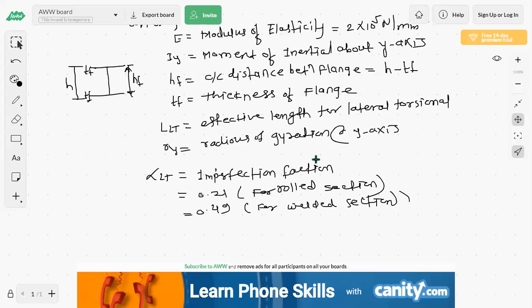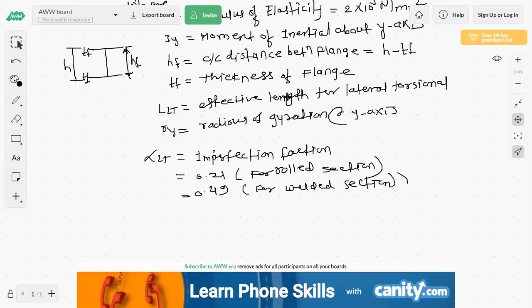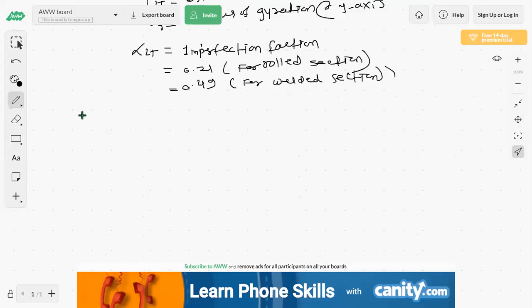So again here, check for bending moment: MDR should be greater than MD. So this is step 5. Step 5 is over here. Now step 6.